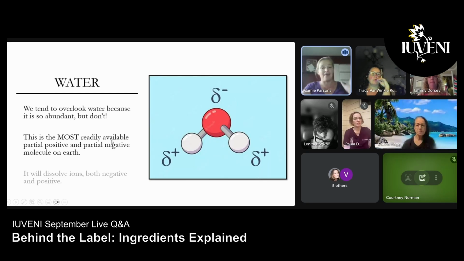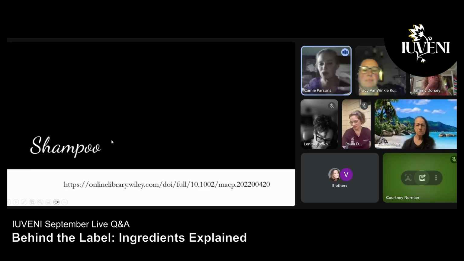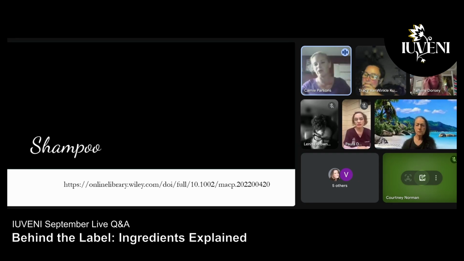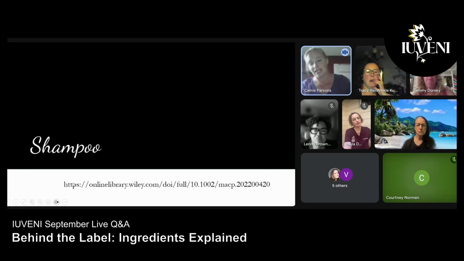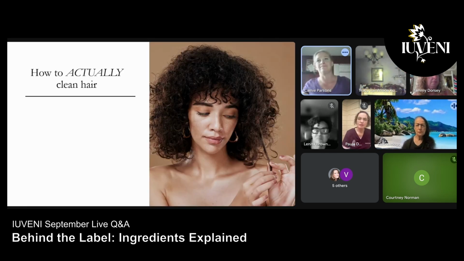Okay. And then water, because it's so weird. But those are some of the basics of the chemicals. Now we are going to talk about basics of shampoos. And everything I got is from this citation, so you can go and look, double check, see what you guys can see. So actually cleaning hair, what does that really mean?